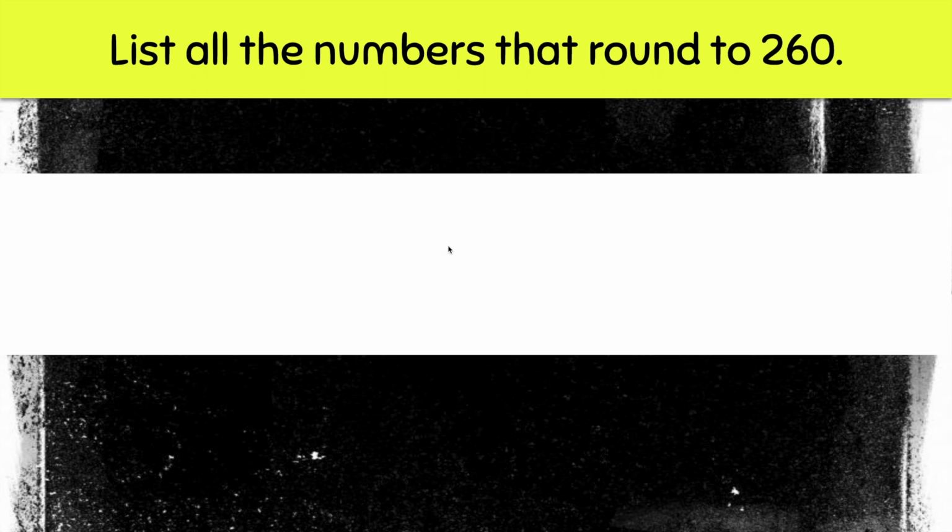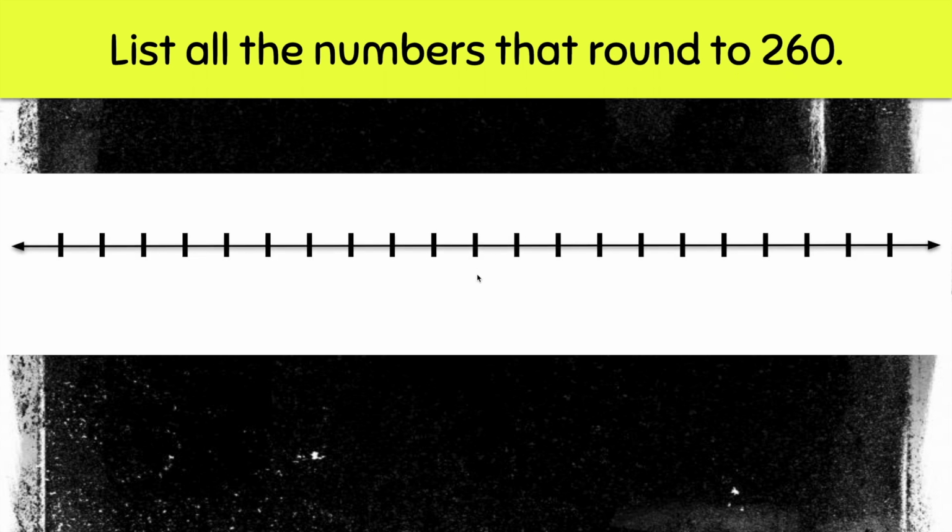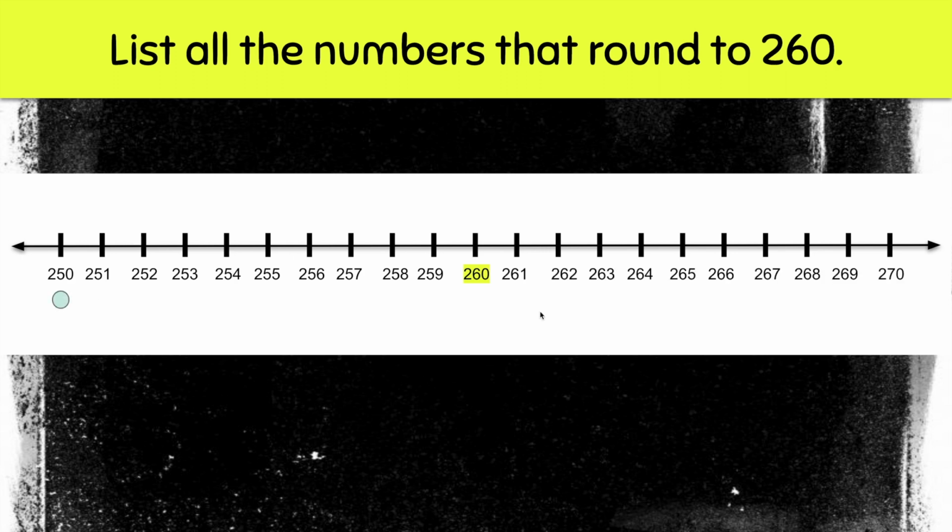We will start by creating a number line. On this number line, we need the number 260. Now we notice that in 260, we have 60. So we know that the previous 10 before 60 is going to be 50, so we will write 250. And now the following 10 would be 270. So we have 250, we have 260, and we have 270.